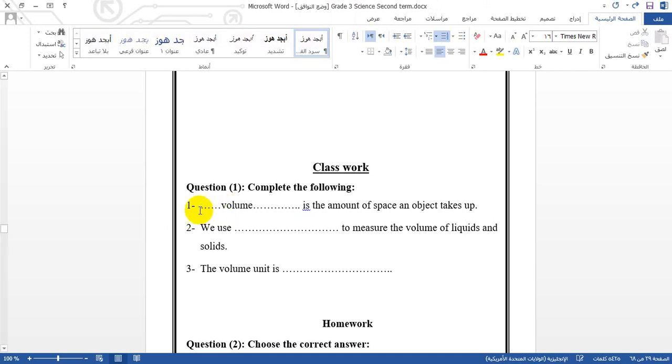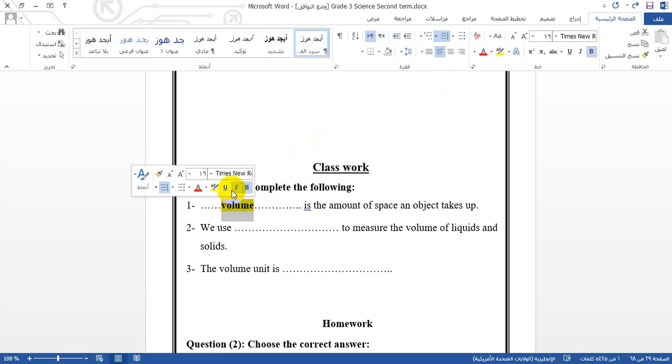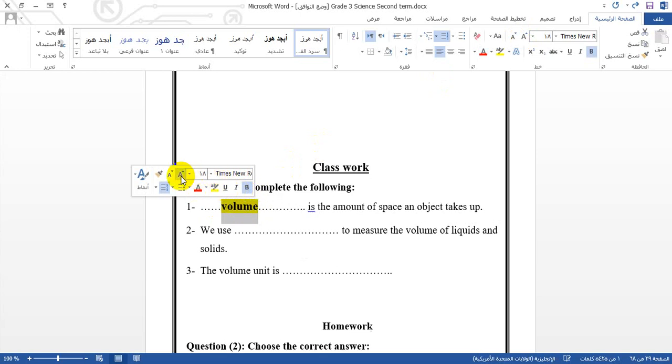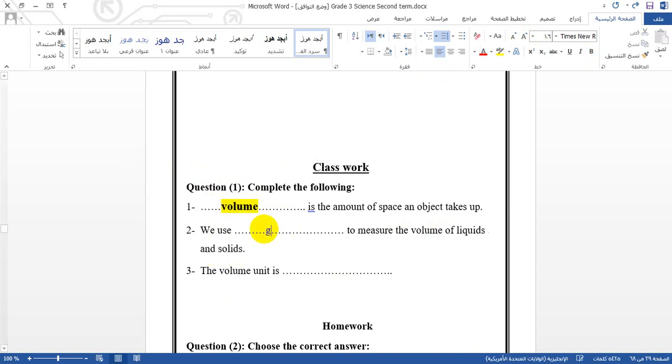Volume. Okay, the volume is the amount of space an object takes up. I will make it bigger in case you can't see it. Question 2: we use it to measure the volume of liquids and solids. Not only solids, but irregular solids like a ball or rocks. So what do we use, guys? The graduated cylinder.